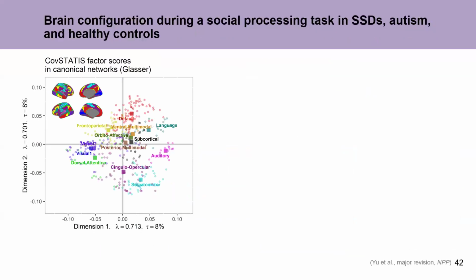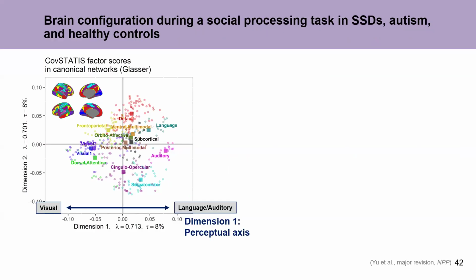Okay. So I ended up with this map. And we define the first component as the perceptual axis because it's capturing the progression from the visual system to the language/auditory system. The second component is a little bit hard for us.